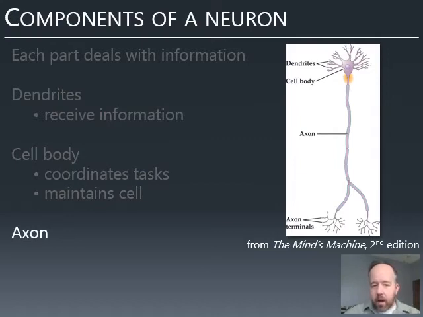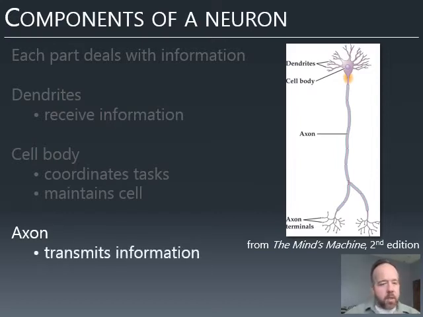Then you have the axon. The cell body collects information, and if it's going to generate a signal, then it sends that signal down the axon, which is the lowermost portion of the neuron in the diagram on the right. So the axon transmits information. Dendrites bring in information. Axons transmit information to other neurons, sometimes to muscles or other organs, but mostly to neurons, especially in the context of the brain.